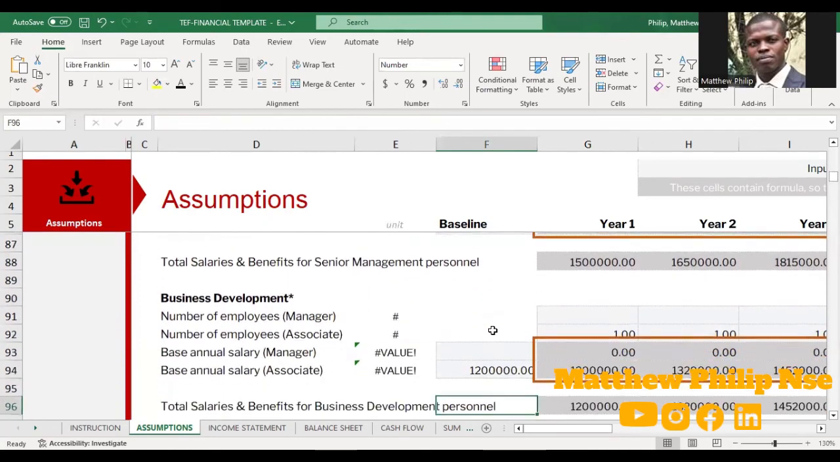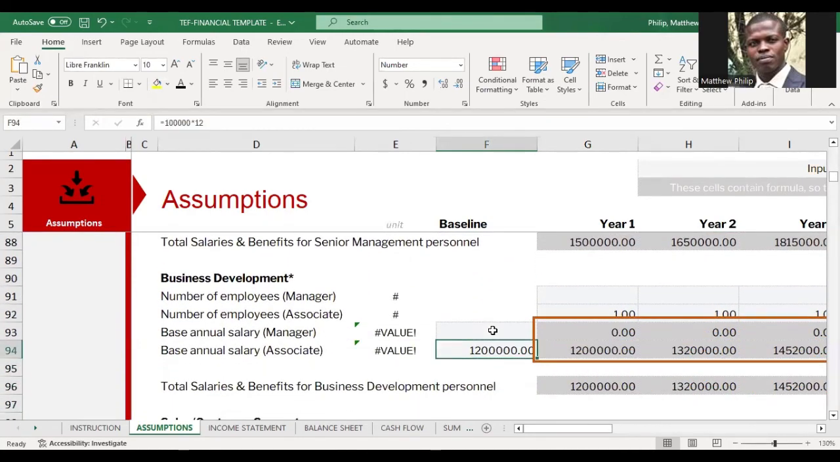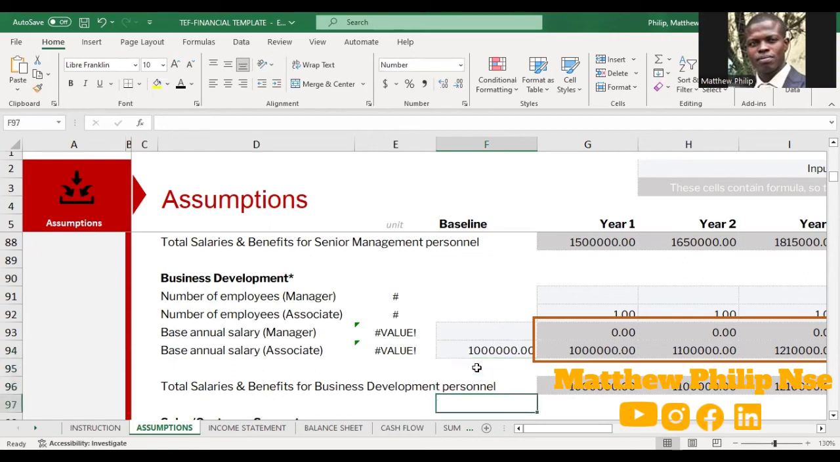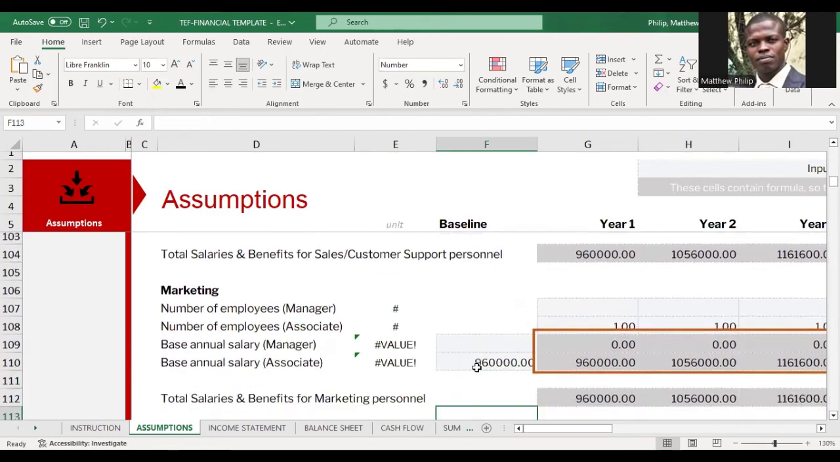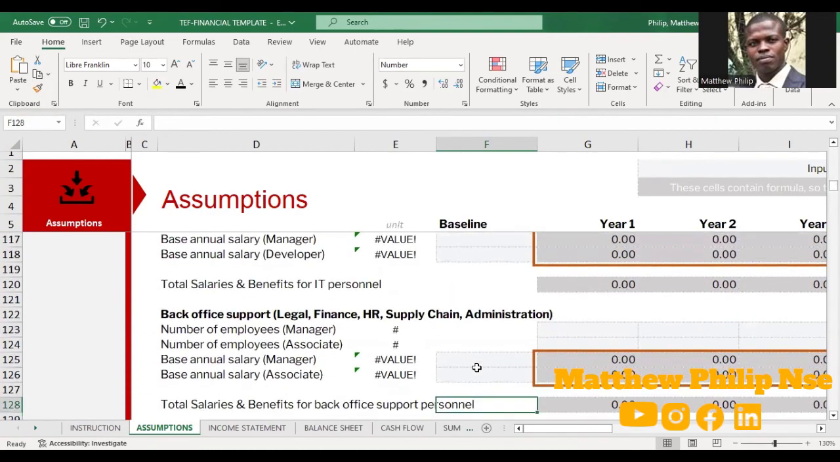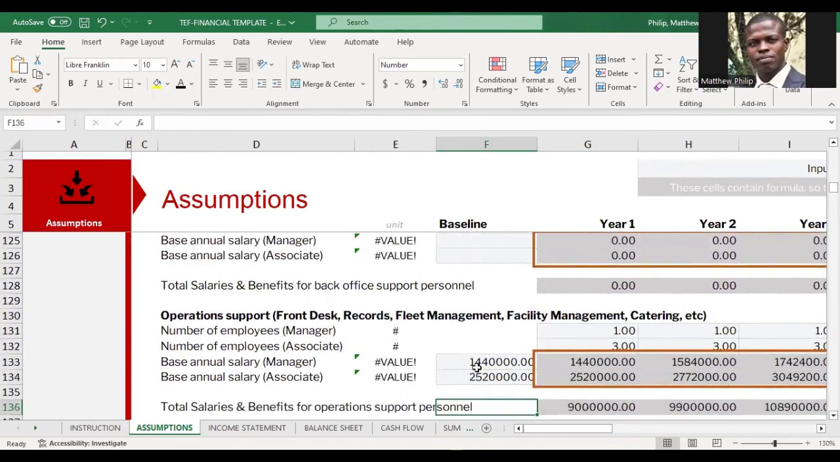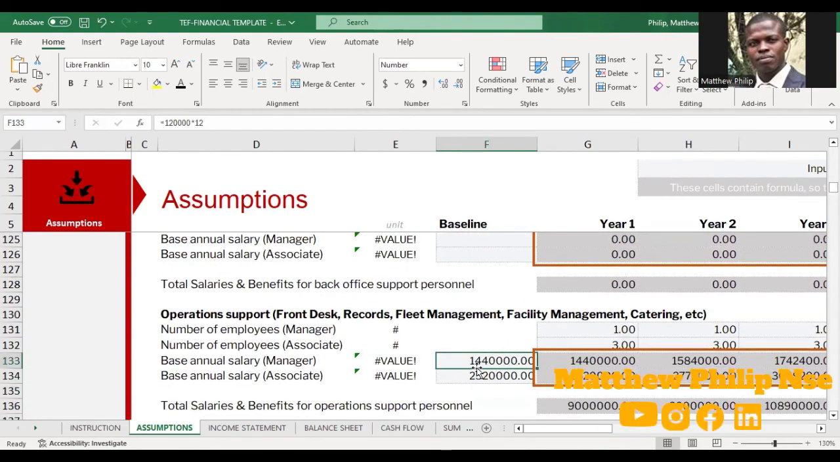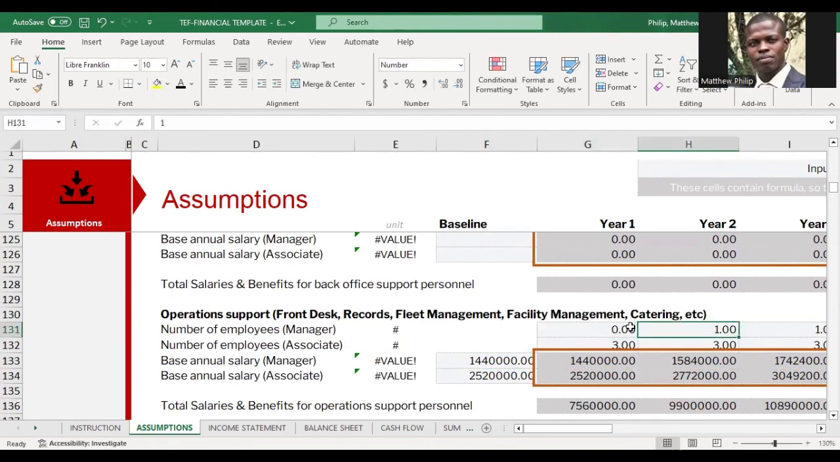Now, what else? Who else are we going to adjust? Okay, let's leave this one at 1 million per annum. Let me see again. 960. I think for the operation staff, I would recommend that this entrepreneur, in year 1 and year 2, remove the operation manager. So change it to 0.